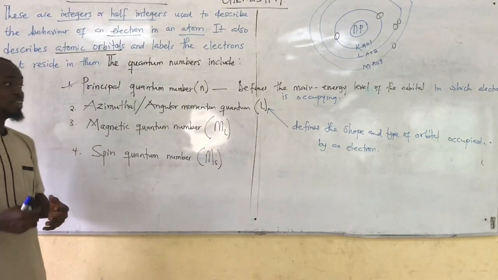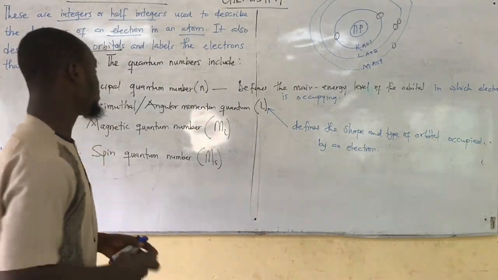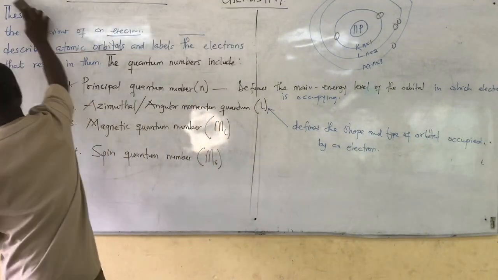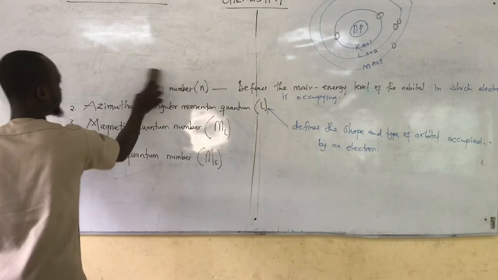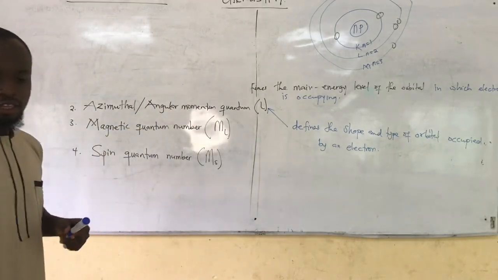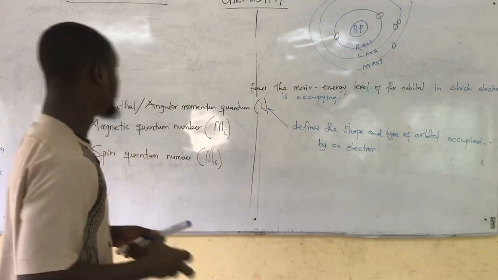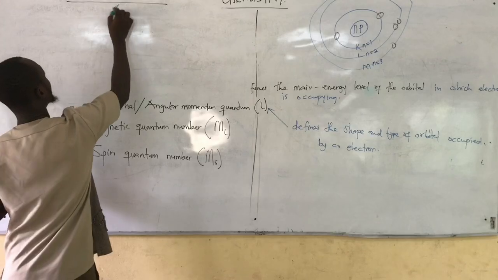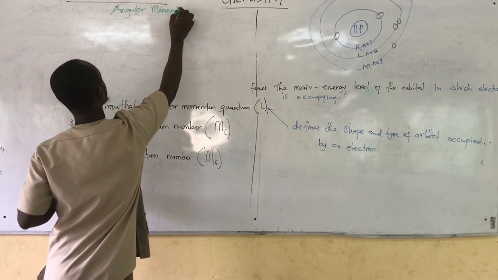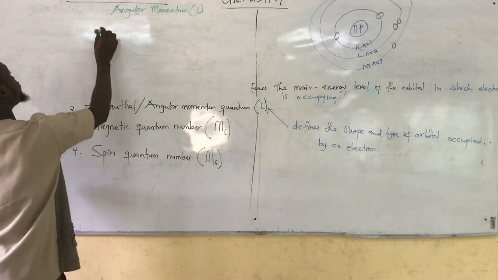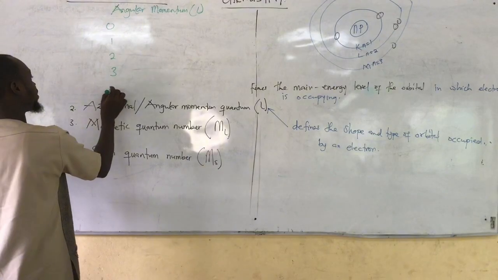And I said it defines the shape and type of orbitals occupied by an electron. Now, let's break it down. So let's dive deep into the angular momentum quantum number. It can have values from 0. So the angular momentum or the azimuthal, that's the L, it can have values from 0, it can be 1, it can be 2, it can be 3, it can be 4.